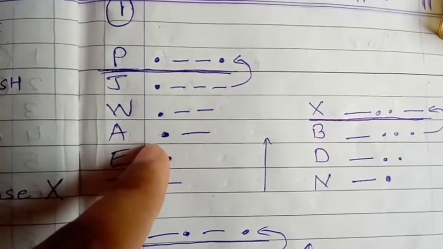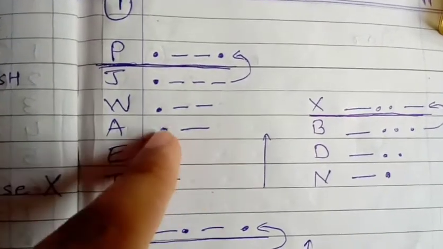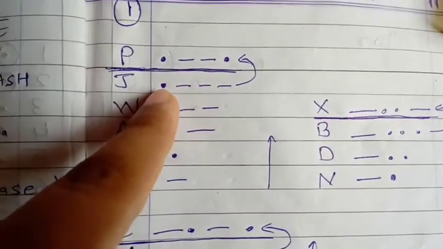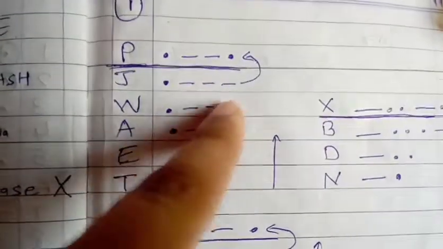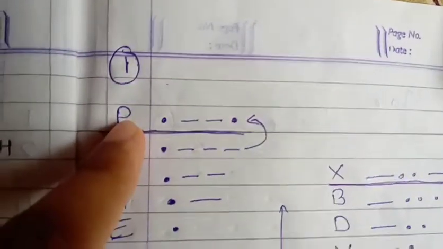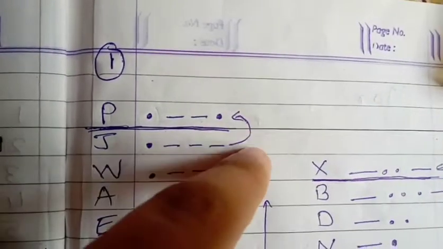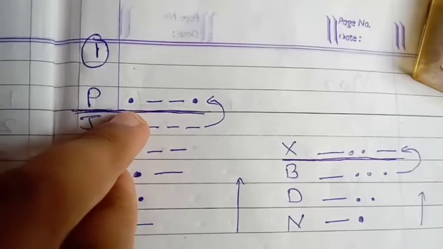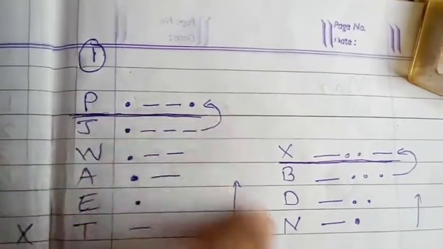A means dot dash, W means dot dash dash, J means dot dash dash dash, one step increase. Now P, let's exchange, replace dot dash with dot. Okay, so P means dot dash dash dot.